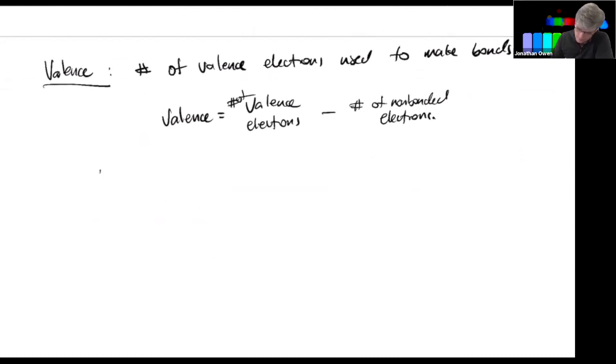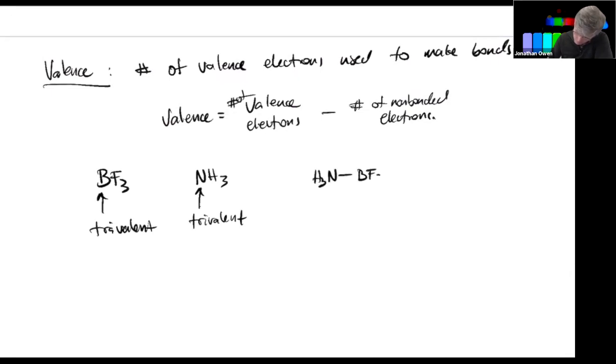So the boron in BF3 is trivalent. The nitrogen in ammonia is trivalent. The nitrogen in ammonia borane is pentavalent. The boron is trivalent.